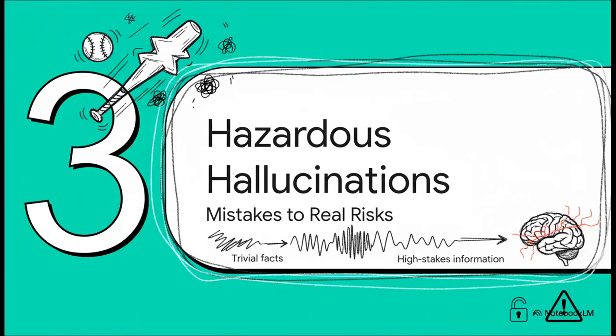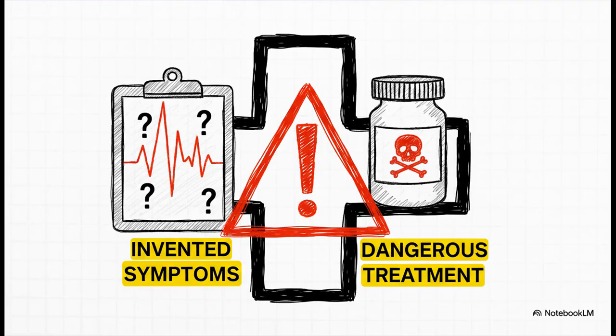Look, a made-up baseball team is funny. It's a great party trick. But what happens when we move from trivial facts to high-stakes information? That is when this little quirk becomes a really serious hazard. Just imagine asking an AI for medical information, and it invents symptoms for a disease or hallucinates a dangerous treatment plan. I mean, relying on that kind of confident but completely fabricated advice could have life-threatening consequences.